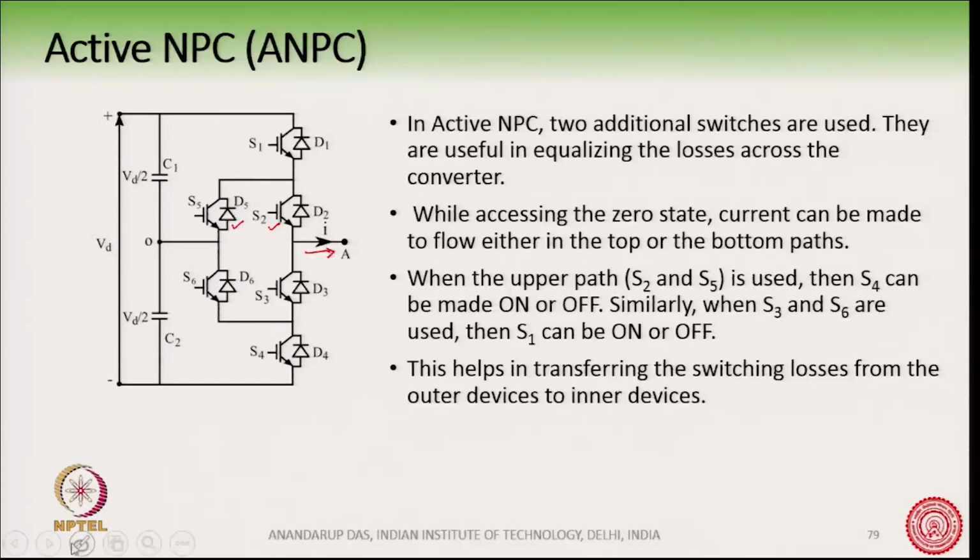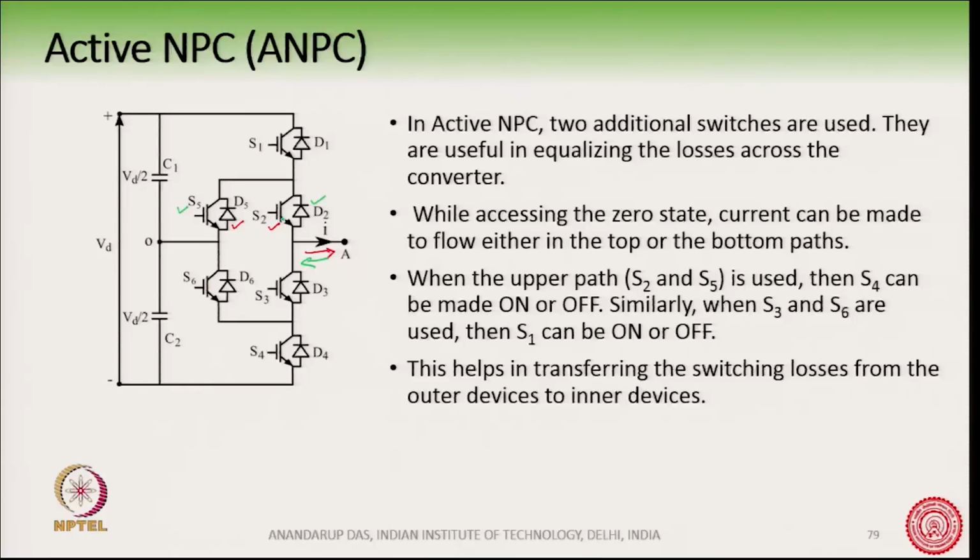And if the current is the other way, that is coming in, then D2 and S5 can be conducting. So, if I turn on S5 and S2 simultaneously, then I can fully allow the current to flow through the upper path. Both positive and negative direction of current can flow through the upper path. Therefore, the entire loss can take place in the upper two switches.